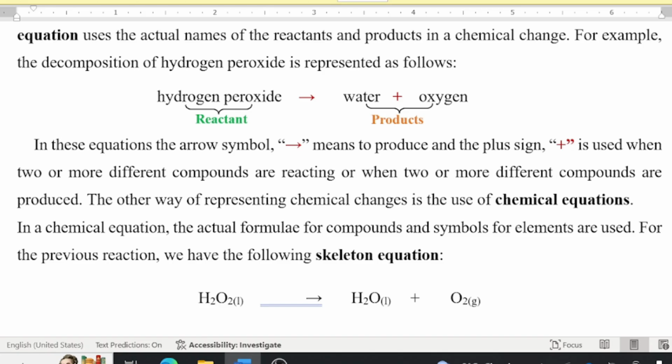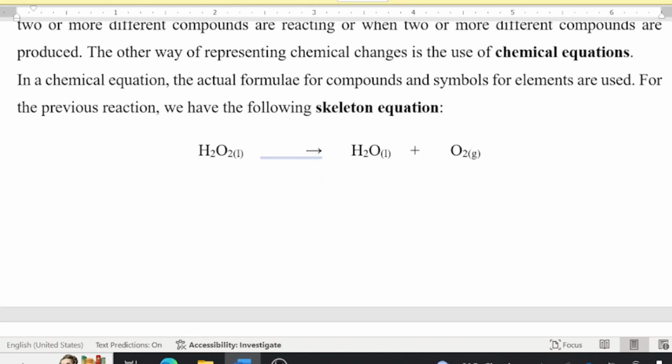All right? Another way of representing chemical change is the use of chemical equations. In a chemical equation, the actual formulas for the compounds and symbols for the elements are used. For the previous example, we can have this skeletal equation now. Here is hydrogen peroxide, and it decomposes to give you water and oxygen. This is the unbalanced equation, and it's called a skeleton equation.